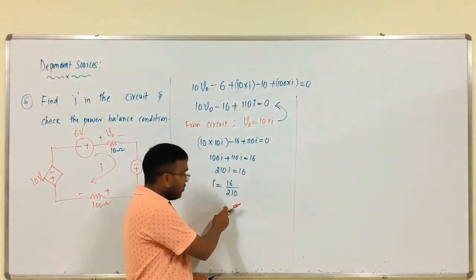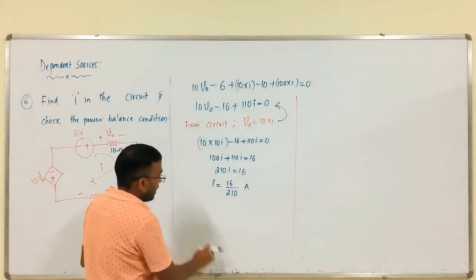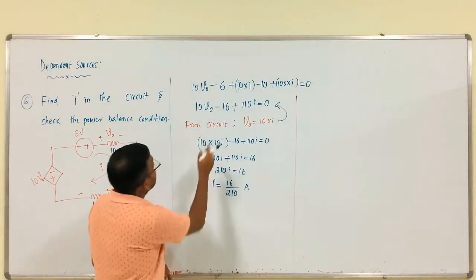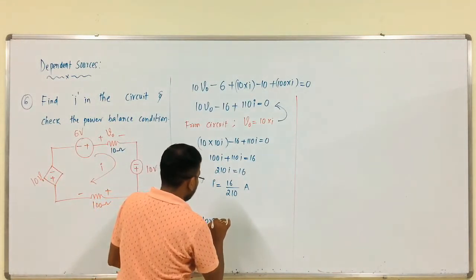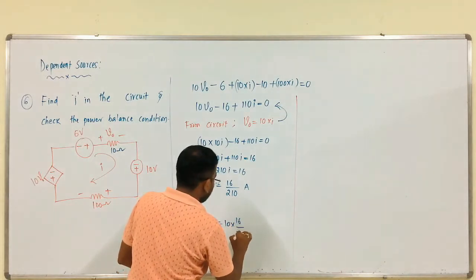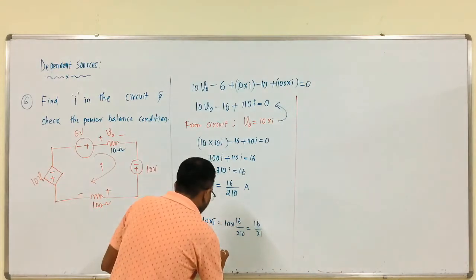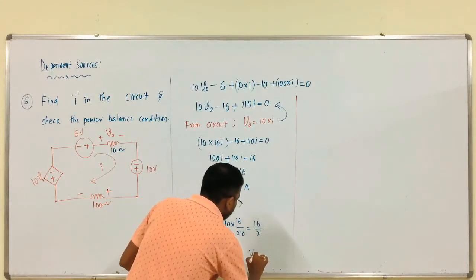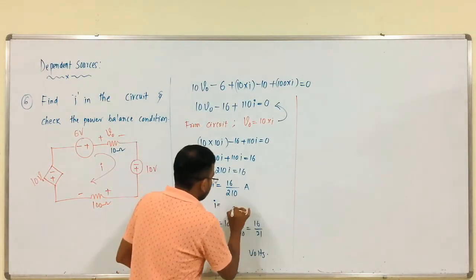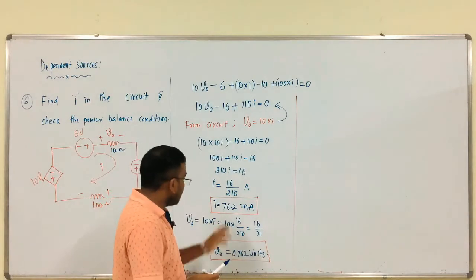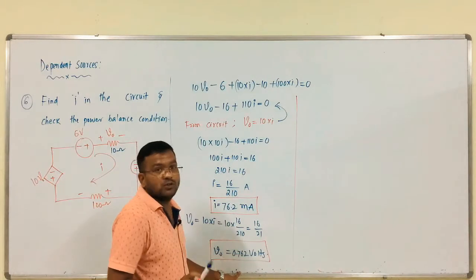Later we will write this value, I equals 16 by 210 amps. Later, by using the calculator, I will write these answers. Therefore, V naught is equal to 10 into I, which is 10 into 16 by 210, which is 16 by 21. V naught is equal to something volts, I is equal to some amps. Now, I got the answers: I equals 76.2 milliamps, V naught equals 0.762 volts.